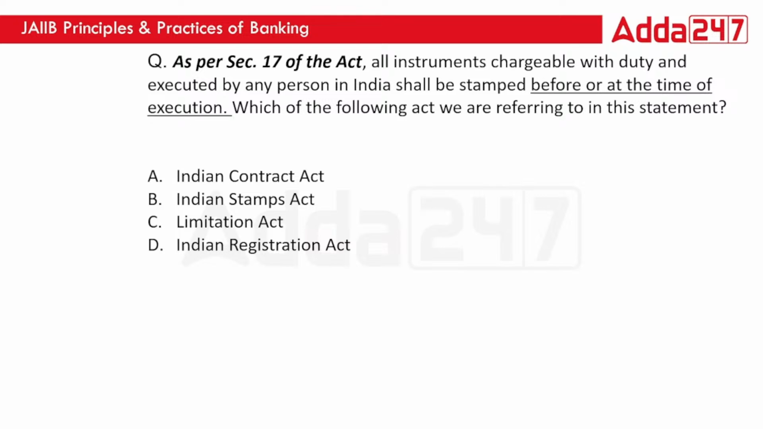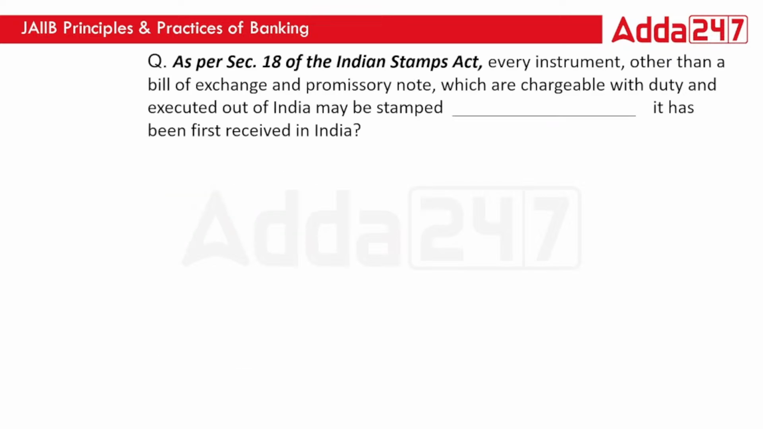As per Section 17 of the Act, all instruments chargeable with duty and executed by any person in India shall be stamped before or at the time of execution. Which of the following act we are referring to in this statement? Is it Indian Contract Act, Indian Stamp Act, Limitation Act, or Indian Registration Act? So we are talking about Indian Stamp Act here. Right answer is B.